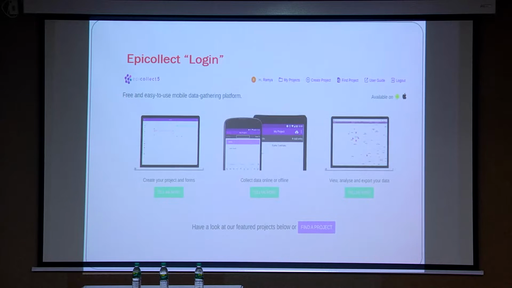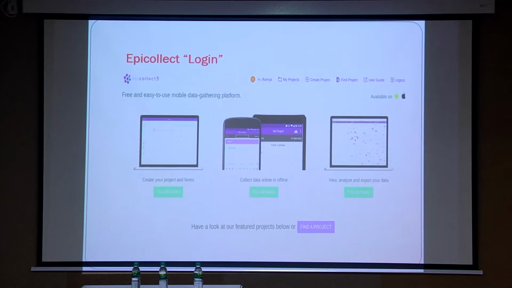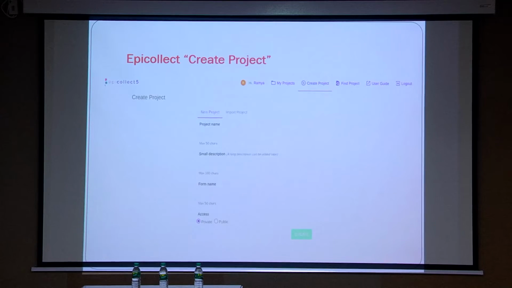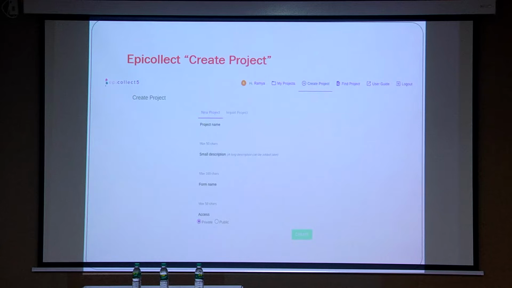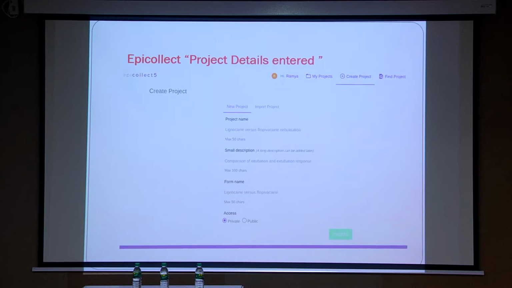So first I would like to create an online questionnaire. So I go to create your project and forms and click there. Once I click there, it is asking for various details like project name, small description, form name, etc. So I go and start typing each one. The previous study which I showed you, comparison of lignocaine versus ropivacaine. Let's do that.